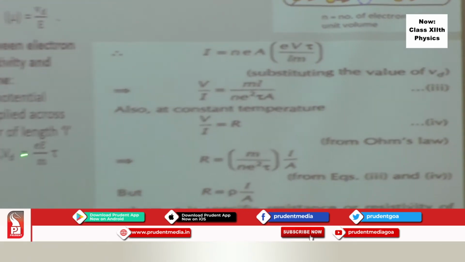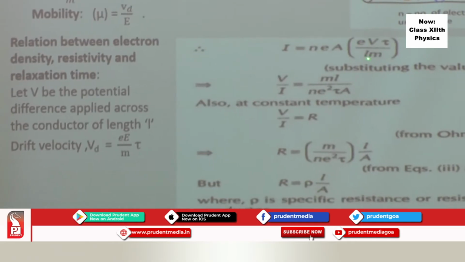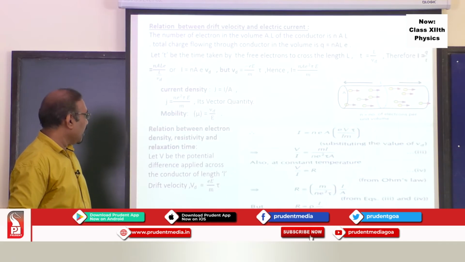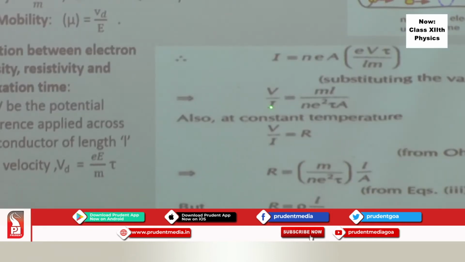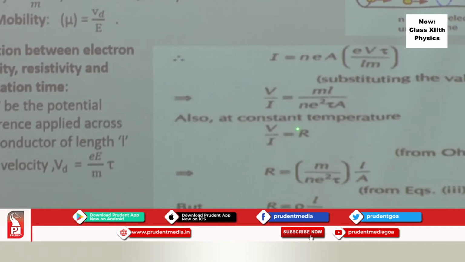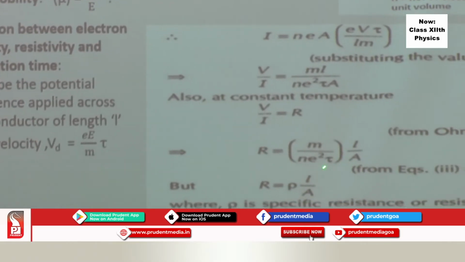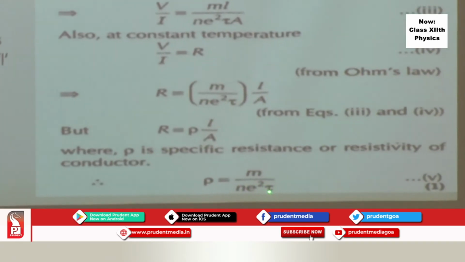In place of Vd, I can substitute eE upon m into tau. But this electric field E is nothing but V upon L. You substitute that, you get this formula, and V upon I is the resistance. Resistance is rho L upon A. L and A cancel, and you get resistivity as m upon ne square tau.